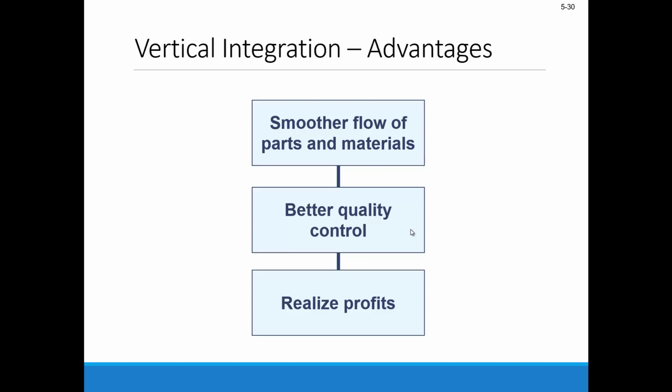Second is quality control, and that's obviously a big one. If we're making something in-house, we are seeing the entire production process. We are watching it every day. We're seeing the inputs and outputs of it, and we have a tighter control over what comes out of it in terms of those parts.